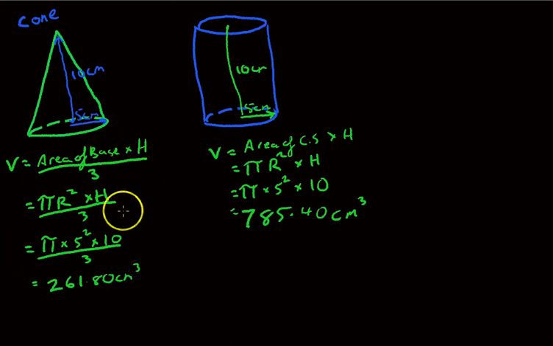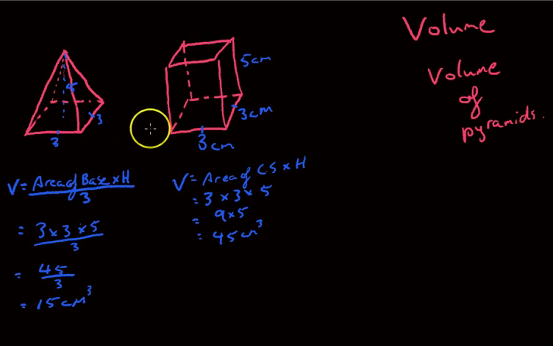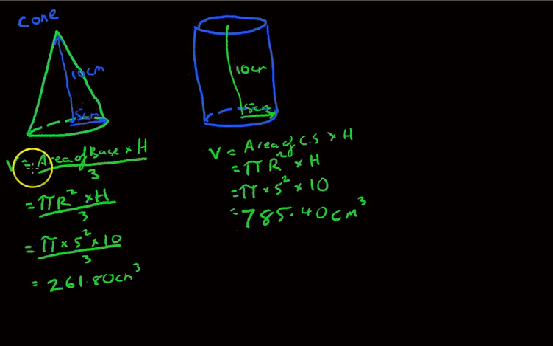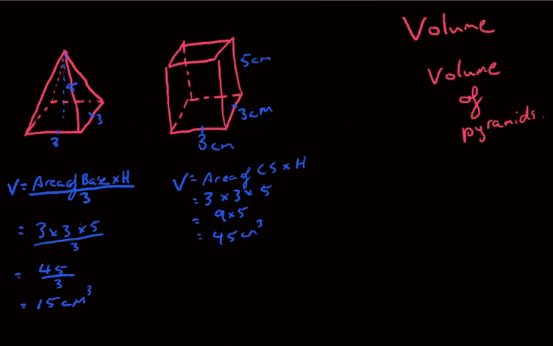Okay, so whether you're doing a cone like this or a pyramid like this, the rule stays the same. The volume of a pyramid or a cone is equal to 1/3 of the box that it would fit into. Now you can learn these formulas, or you can learn the underlying principle behind the fact that a pyramid is equal to 1/3 of the box that it fits into.